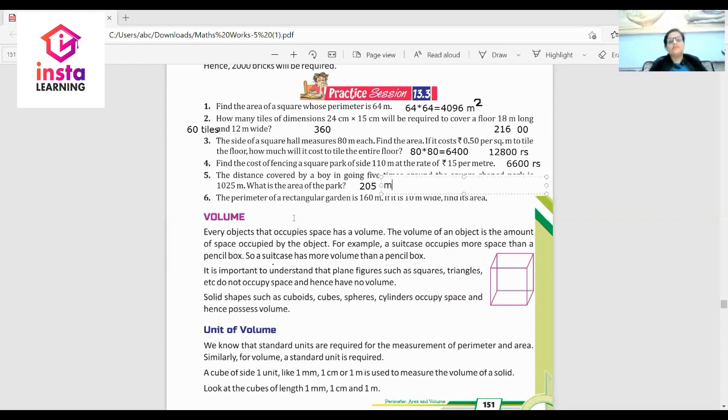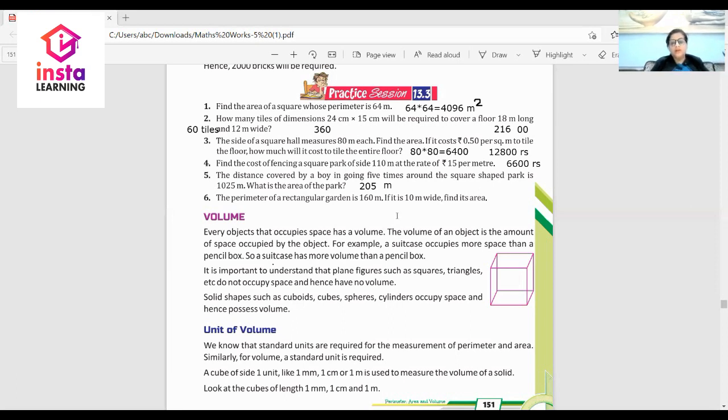Now, the perimeter of a rectangular garden is 160 meter. And if it is 10 meter wide, find its area. Perimeter is given, and the area is not given. When the area is not given and the other side is also not given, what we are going to do is multiply 10 into 2 is 20. Okay, then minus it with 20. So the answer will come 140. 140 is going to be divided by 2. So the answer will come here 70.